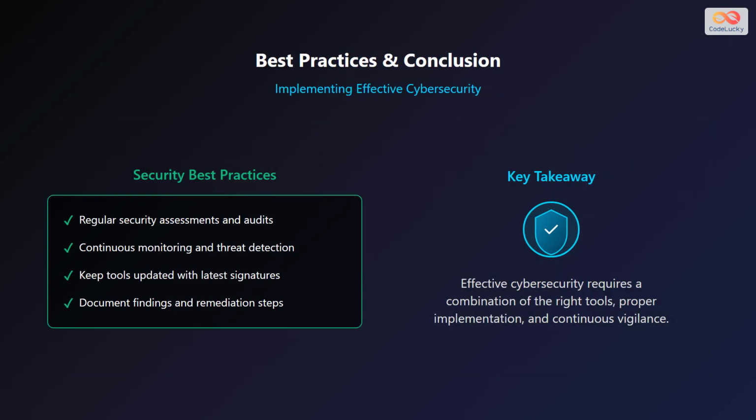To implement effective cybersecurity, remember these best practices: conduct regular security assessments and audits, ensure continuous monitoring and threat detection, keep your tools updated with the latest signatures, and document your findings and remediation steps. In conclusion, effective cybersecurity requires a combination of the right tools, proper implementation, and continuous vigilance. By using these tools and following these practices, you can significantly improve your security posture and protect your digital assets.